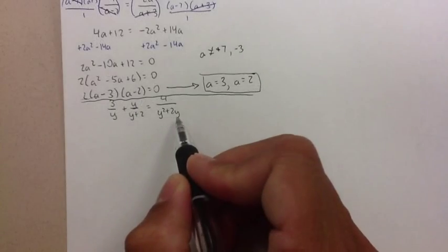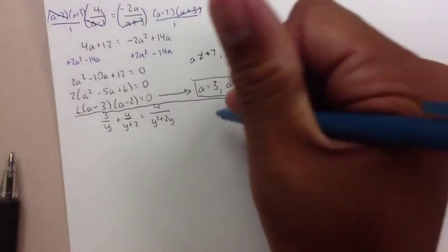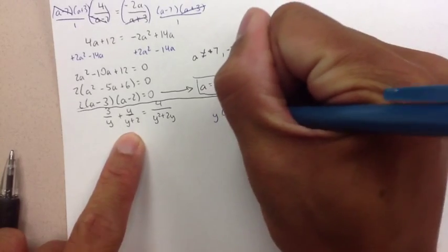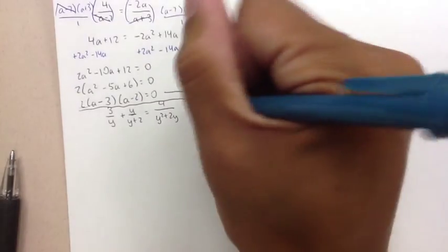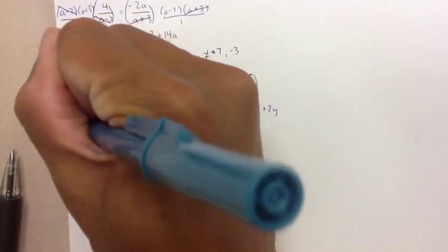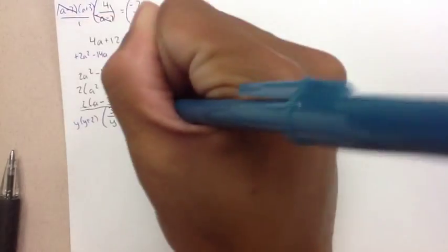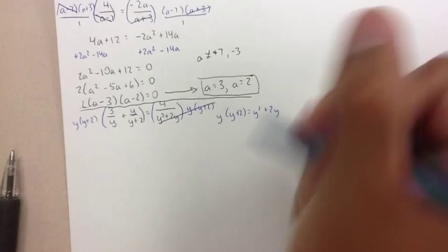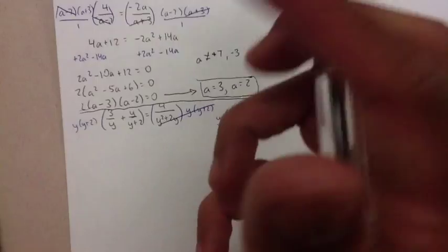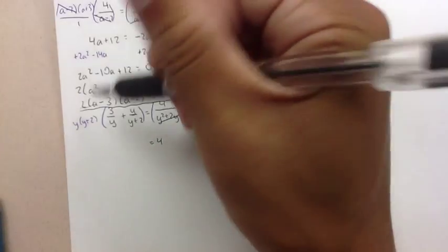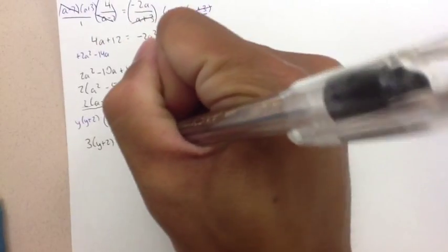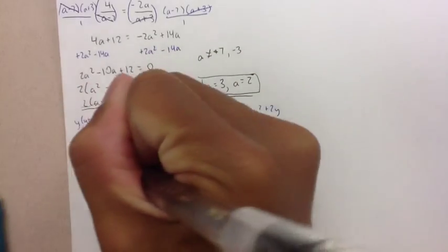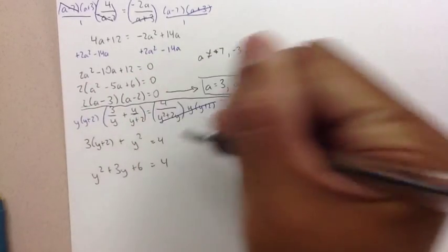For my next problem, y squared plus 2y, I actually do have a common denominator here, because if you notice, y times y plus 2 is actually equal to y squared plus 2y. So if I multiply both sides by y plus 2, this side actually will cancel because they are the same thing. This side equals 4, and distributing, the y's will cancel here, so I end up with 3 times y plus 2. The y plus 2's cancel on this one, so you just get y times y, which is y squared. So rewrite this: y squared plus 3y plus 6 equals 4.